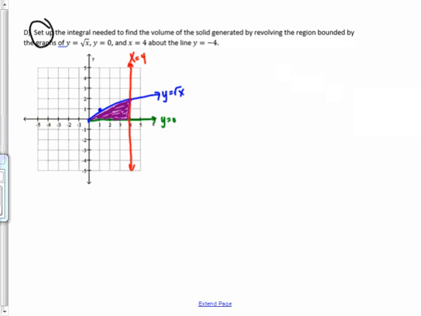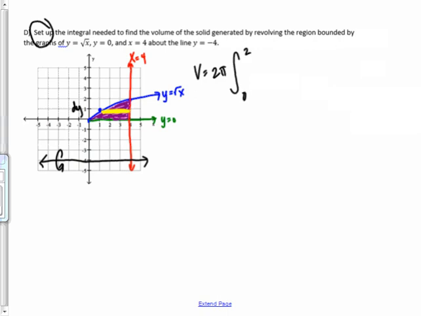Set up the integral needed to find the volume of the solid generated by revolving that same region. So we graphed it. And this time I am revolving about the line y equals -4. So I'm revolving about this line. All right, so draw parallel to that line. Now that throws me into a dy. So 2 pi, all right, dy. So get those values off the y-axis. I'm going from 0 to 2.